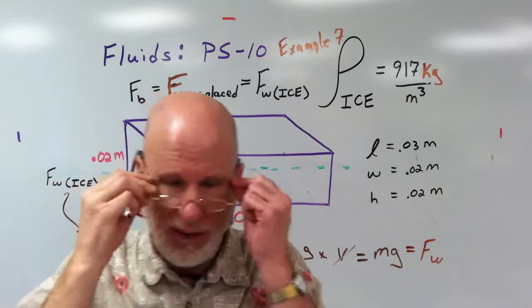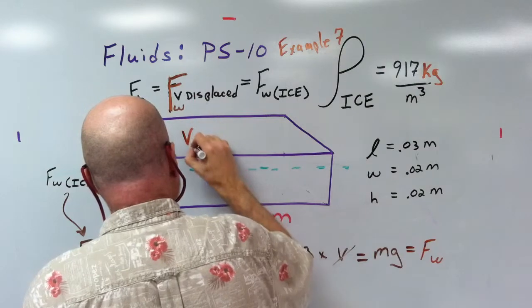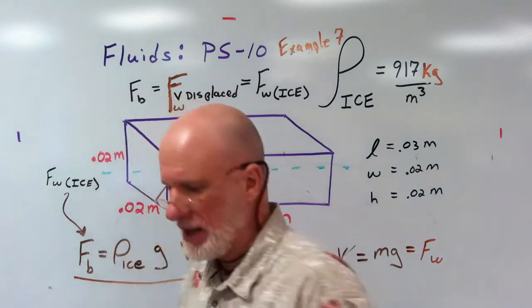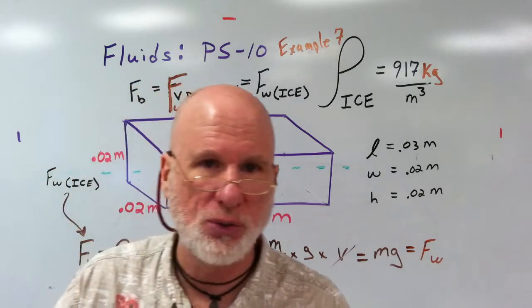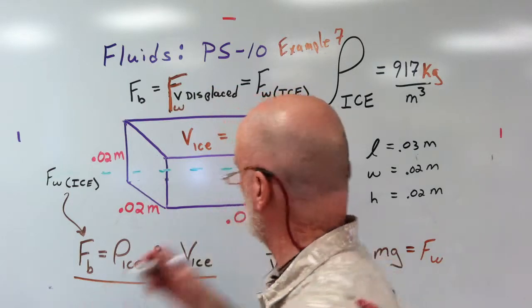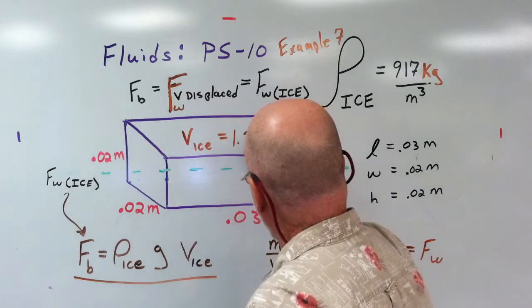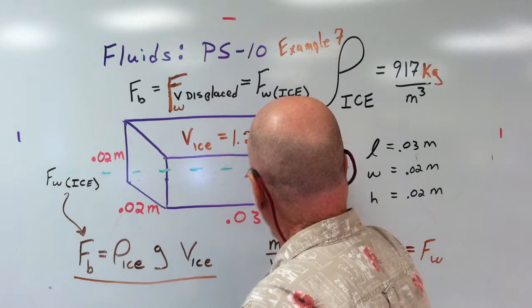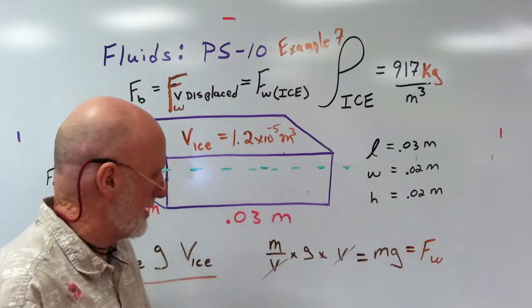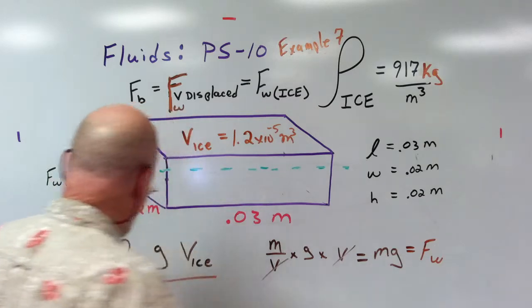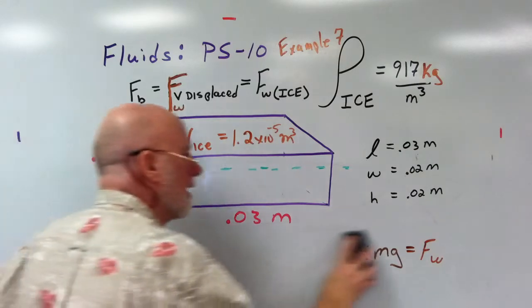Okay? Now, when you multiply length times width times height, the volume of the ice, I already did this in the example, it's going to be 1.2 times 10 to the negative fifth cubic meters. Now, we know that this is true, correct? We know that that's true.